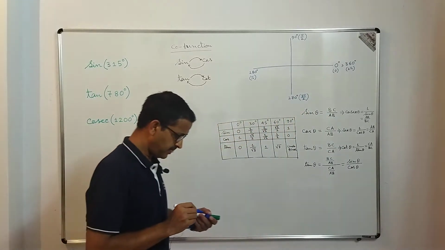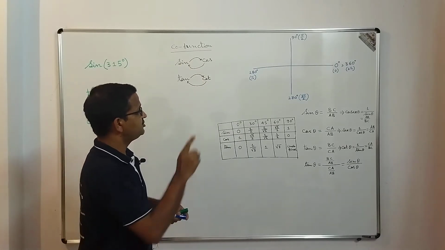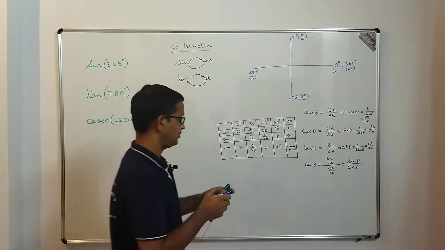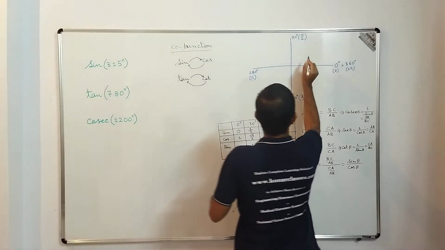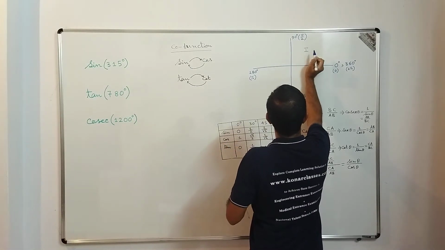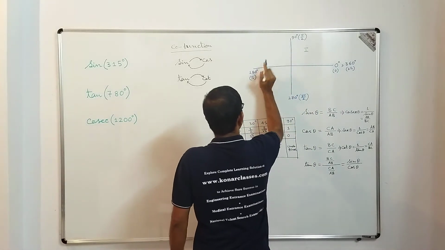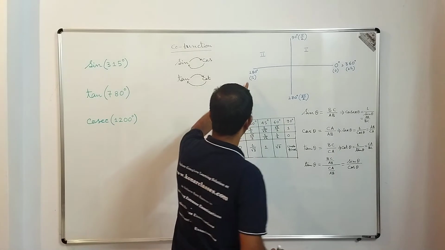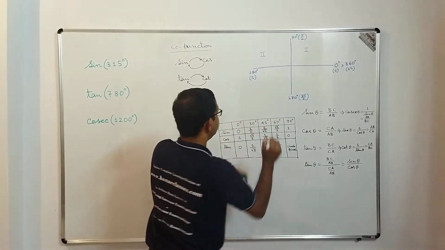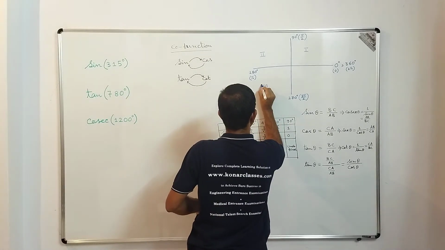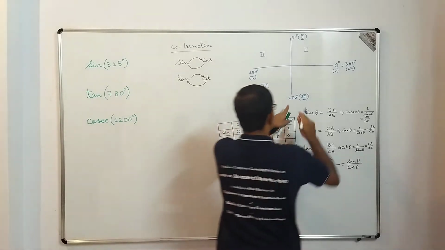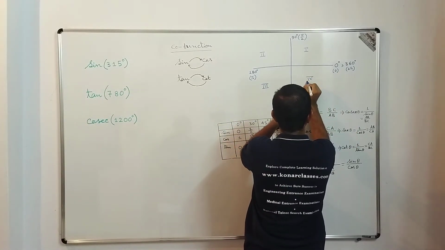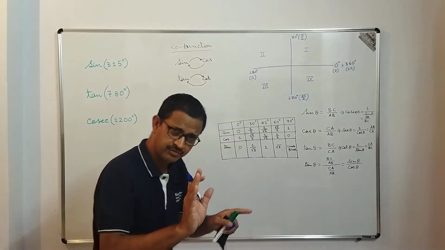Okay, dear students, from 0 degree to 90 degree we define it as the first quadrant. We say this is the first quadrant. From 90 degree to 180 degree it is the second quadrant. From 180 degree to 270 degree it is the third quadrant. And finally from 270 degree to 360 degree it is the fourth quadrant. Not a big deal, I hope you are getting it.